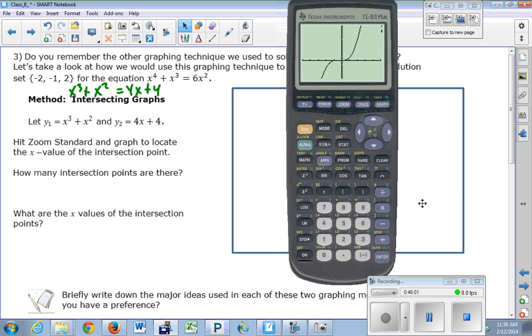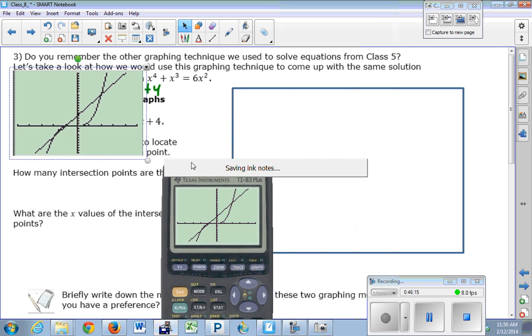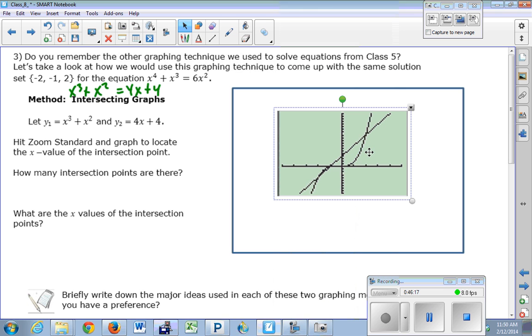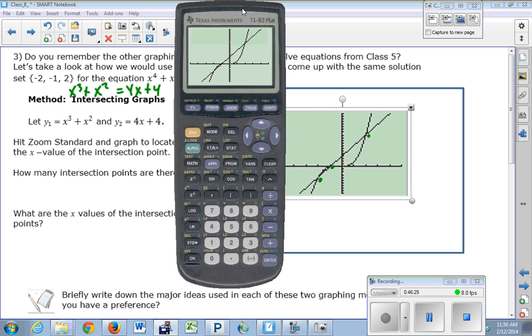So I've just changed my window. I can see things a little better. I can now actually see the 3 spots where I intersect, right? So this is now what my graph looks like. And you already know that you have 3 answers from doing this equation the other way. So here are the 3 points where they intersect. Right there, and right there. Okay. So how do we find those intersection points?